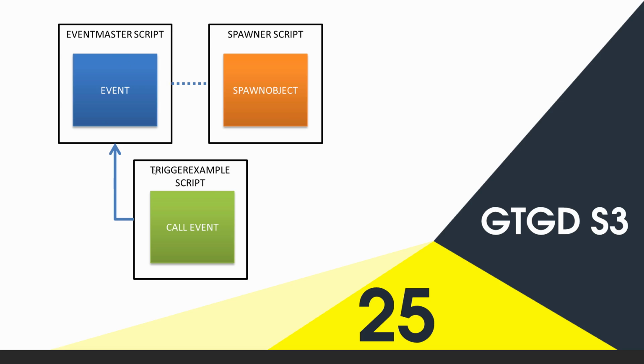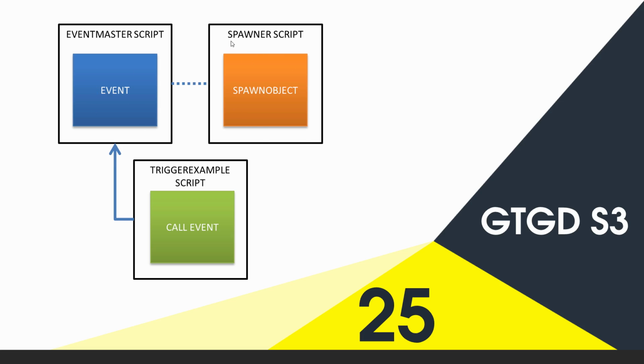Then I'll have this trigger example script. I'll alter that so that it will now access the event master script, and when the trigger happens, then it will call the event. And when the event is called, any spawner script will then pretty much carry out their instructions because the event has been called.